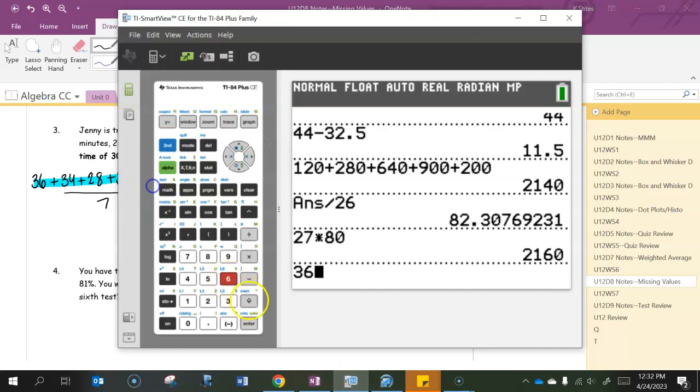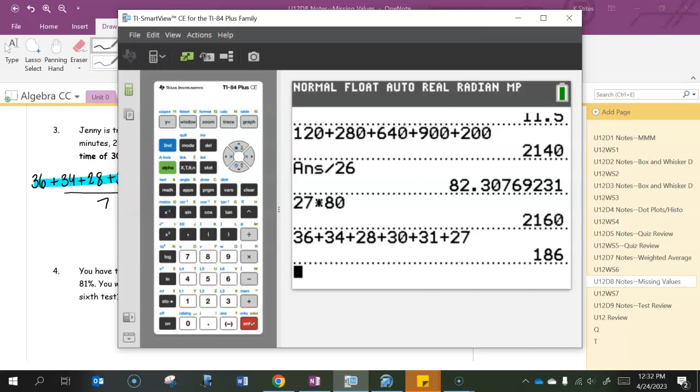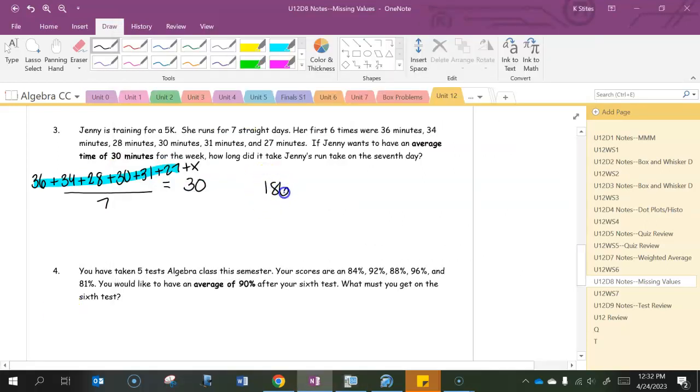Okay, so 36 plus 34. So these are the first 6 days of the week. And that's 186 minutes plus her time on Sunday, divide by 7, and we want that to be 30 minutes. Okay, so again, you're going to cross multiply, and we'll get 186 plus x equals 7 times 30 is 210.